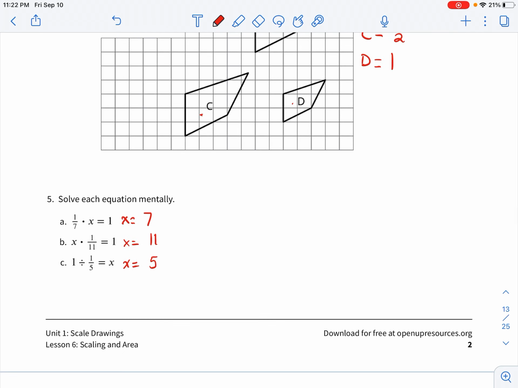All right, number 5, we're just looking for what number do you have to multiply 1/7 by to get 1. That would be 7. If you have 7/7, you would have a whole. Likewise with B, same thing. If you had 11/11, you would have a whole amount. And then the last one, this is just thinking backwards. So now we have the 1, but now instead of multiplying by the fraction, we're dividing. So it's saying when you divide 1 by 1/5, or how many fifths make up a whole, it would be 5.